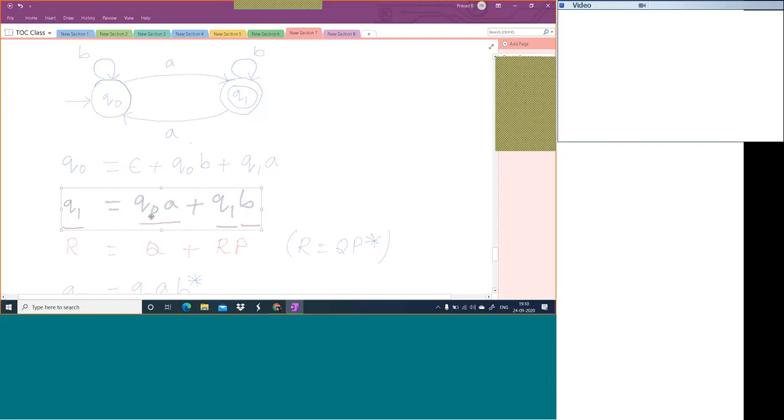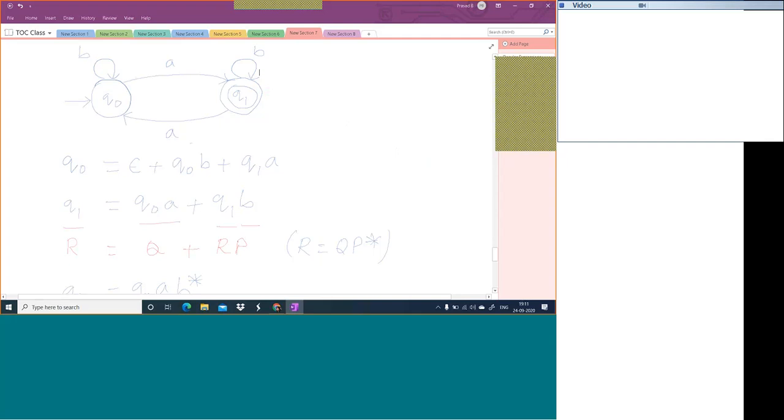First we will get q0, then q1. If one more is there, q2. Suppose one more edge is reaching to q1, from q2 with label a. So q1 equals, you can write plus q2a also. So here q0 a plus q1 b plus q2 a. If you write in the order of the states, that will be easy while simplifying the equations.